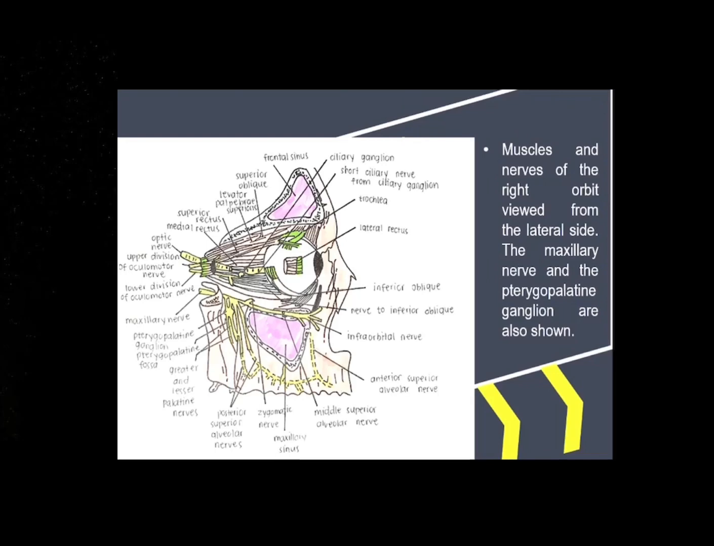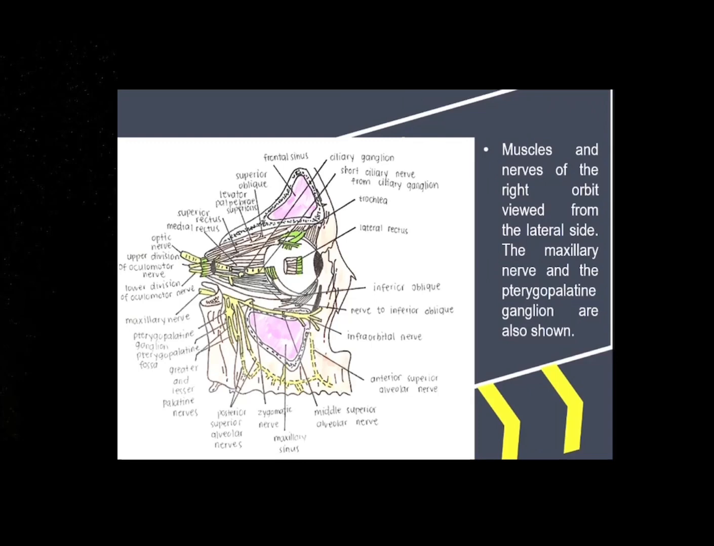Muscles and nerves of the right orbit viewed from the lateral side. The maxillary nerve and the pterygopalatine ganglion are also shown. Orbital fascia. The orbital fascia is the periosteum of the bones that form the walls of the orbit. It is loosely attached to the bones and is continuous through the foramina and fissures with the periosteum covering the outer surface of the bones.